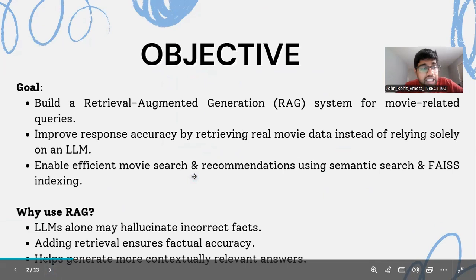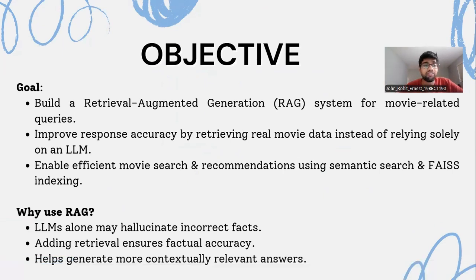Traditional large language models like GPT-3.5 and GPT-4 generate responses based on pre-trained knowledge, but sometimes hallucinate incorrect information. This is where RAG comes into the picture. It combines the power of retrieval-based search with AI-generated text, making responses more factually accurate and contextually relevant.